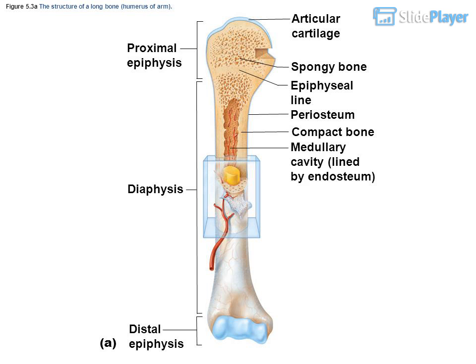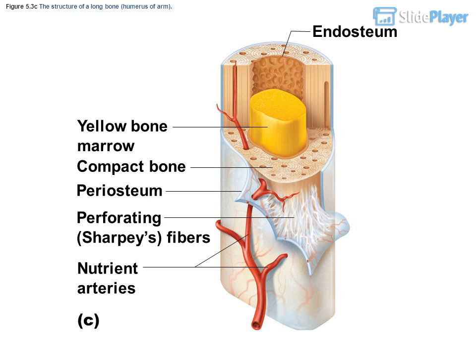Figure 5.3a, the structure of a long bone, the humerus of the arm. Articular cartilage, proximal epiphysis, spongy bone, epiphyseal line, periosteum, compact bone, medullary cavity lined by endosteum, diaphysis, distal epiphysis. Endosteum, yellow bone marrow, compact bone, periosteum, perforating, Sharpey's, fibers, nutrient arteries.